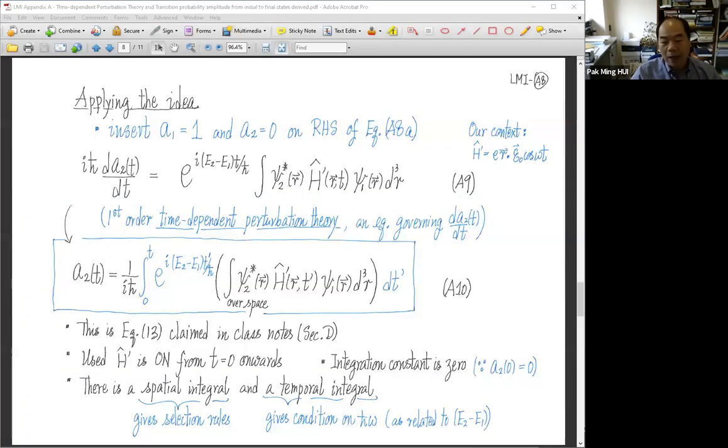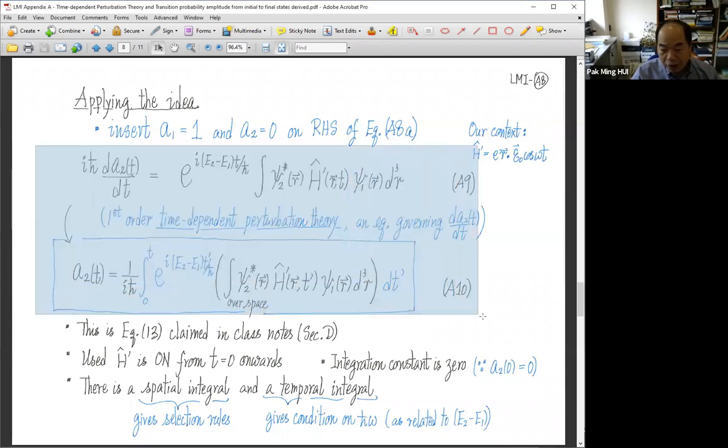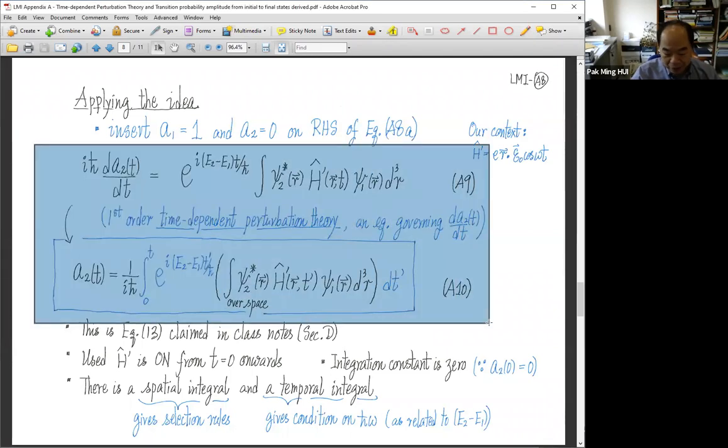So let me remind you one more time what we got as the key formula. Basically, these two equations I highlighted now are the key formulas. They are the first order time-dependent perturbation result. The physical meaning and how to apply them are more important than deriving it. I already derived it for you in this appendix.